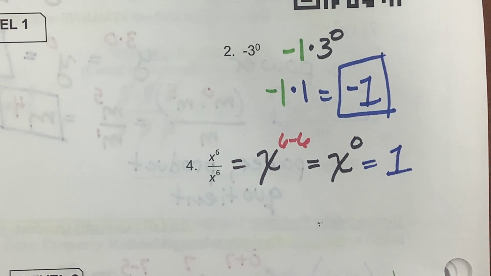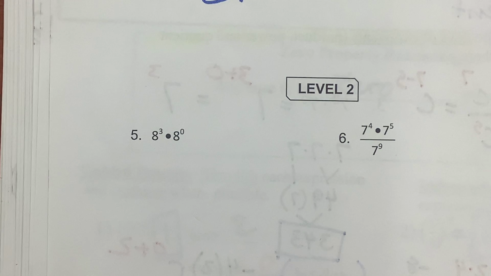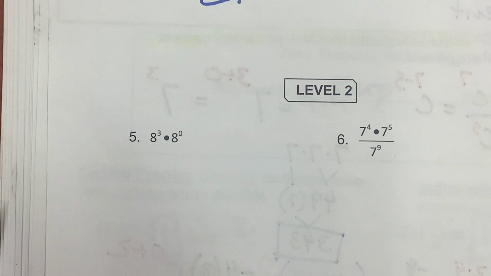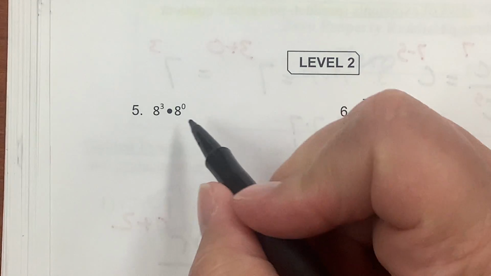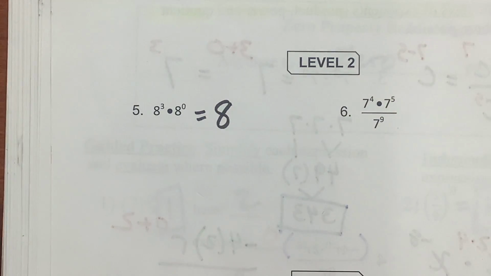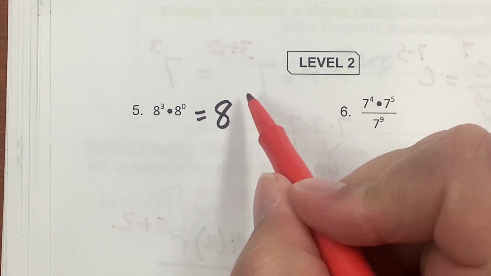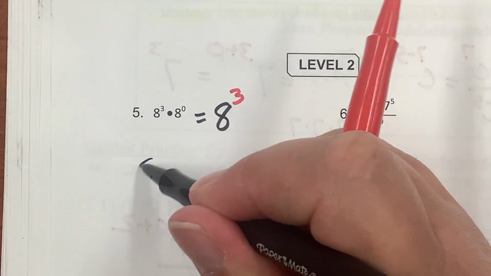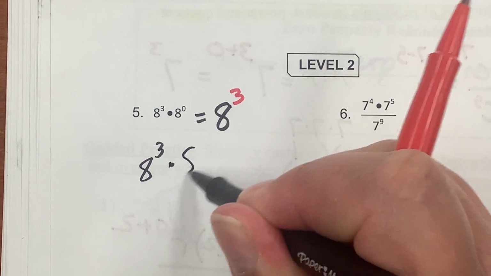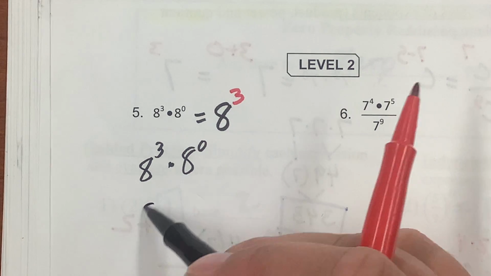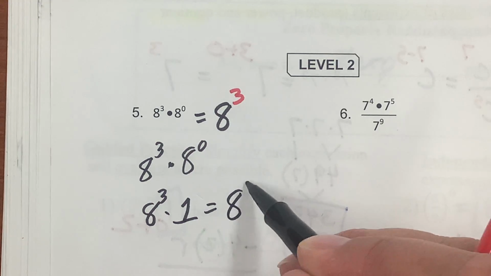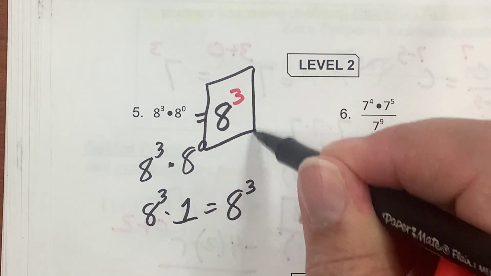Now it gets more interesting. So down here, there's more than one way to solve these problems. For this first problem, I am going to use the product rule of exponents. And the product rule says keep the base and add the exponents. 3 plus 0 is 3. Now you could have done it like this. You could have said 8 to the 3rd power times 8 to the 0 power. Well, 8 to the 3rd power times 1 is still 8 to the 3rd power. Either way, you get 8 to the 3rd power.